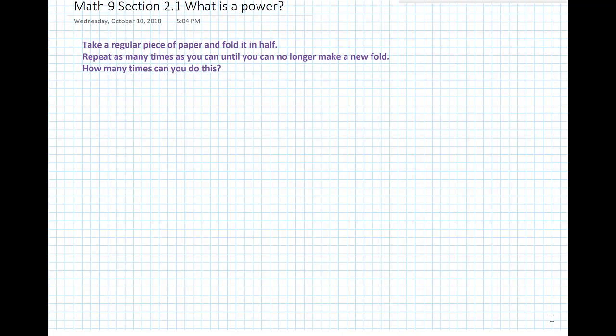I'd like you to take a regular piece of paper and fold it in half. Repeat this as many times as you can until you can no longer do that, and count how many times you're folding it. You can experiment with different types of paper, thinner paper, bigger paper. You can experiment with different ways of folding it.